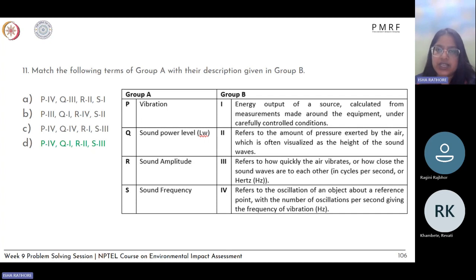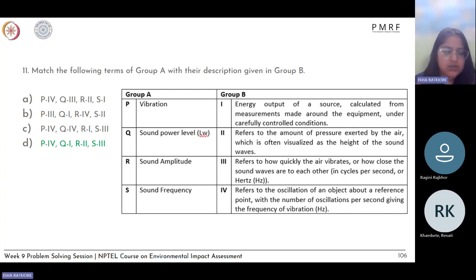Then sound frequency or S matches with 3, which refers to how quickly the air vibrates or how close the sound waves are to each other. And this is measured in cycles per second or hertz. So sound frequency S matches with 3. Okay, so the correct answer is D, that is P matches with 4, Q matches with 1, R matches with 2, and S matches with 3.